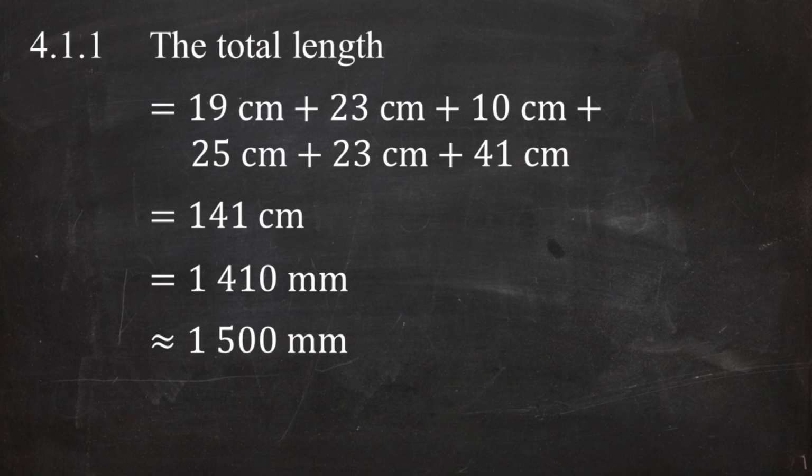Now the reason why we round up to 1,500 millimeters and not down to 1,400 millimeters is because if we round down to 1,400 millimeters, we will not have enough wood to complete the project of one birdhouse. But if we round up to 1,500 millimeters, we will have enough wood to complete the project and a little bit extra, but that's okay.